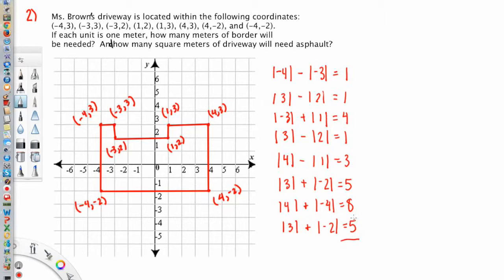Now to get the total perimeter, I add up all of these numbers and I will get 28 meters. That's how much border I'll need to go around the driveway. Now let's find the area.